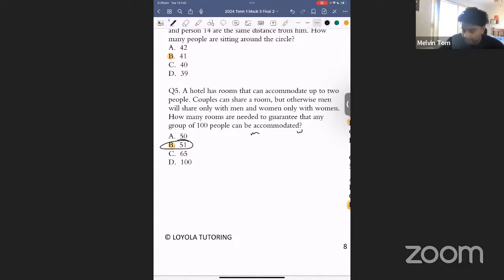Or let's try something like 70 men and 30 women. How many rooms do we need for 70 men?